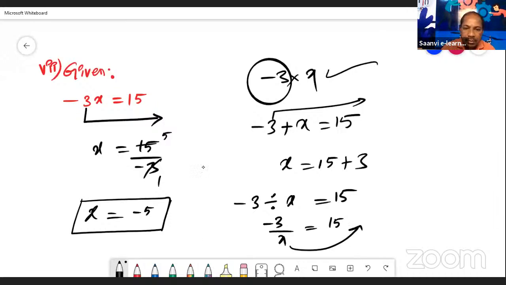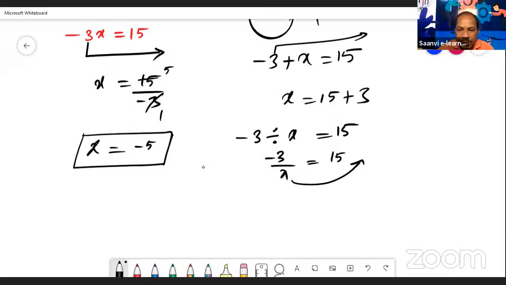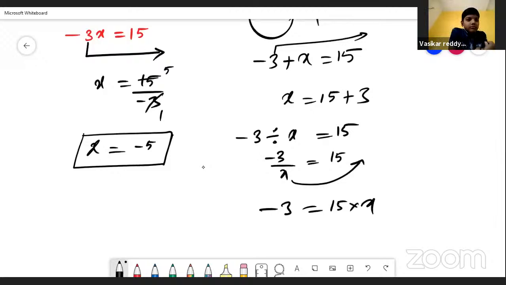So it becomes minus 3 is equal to 15 into x. Here x is dividing, so when we send it this side, it will multiply. Division becomes multiplication, like 15 into x. You understand? Now the solution we have got is x is equal to minus 5.